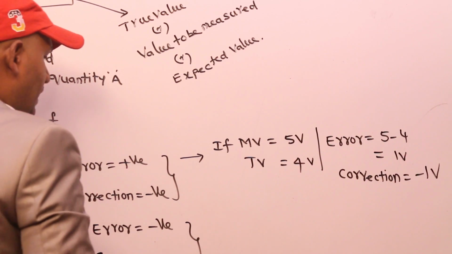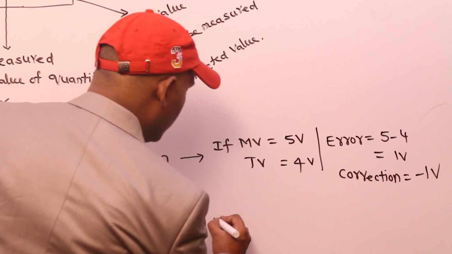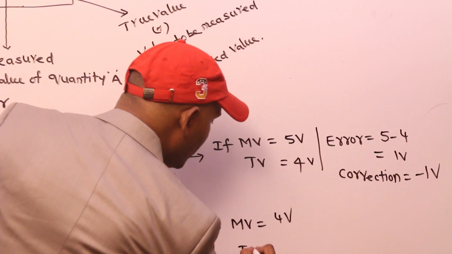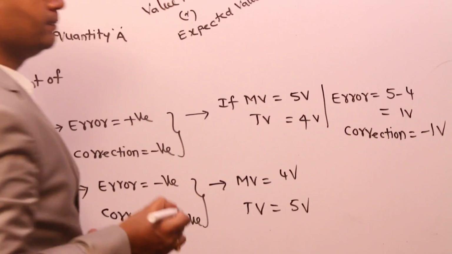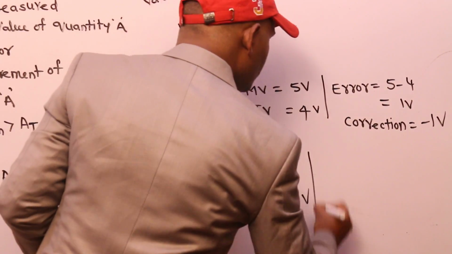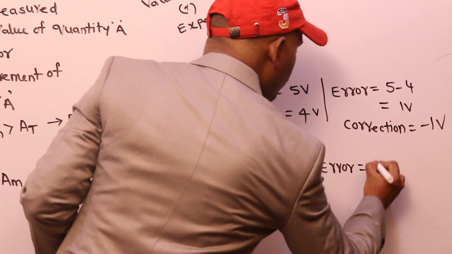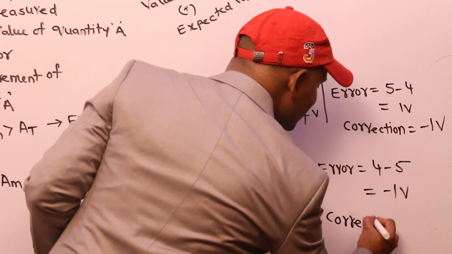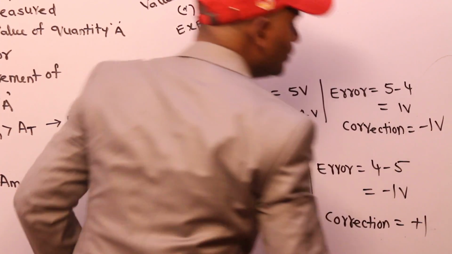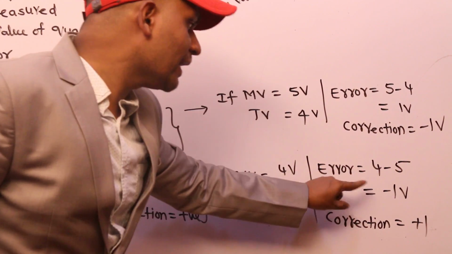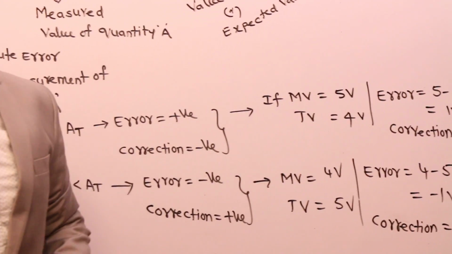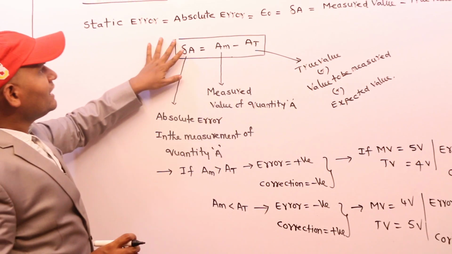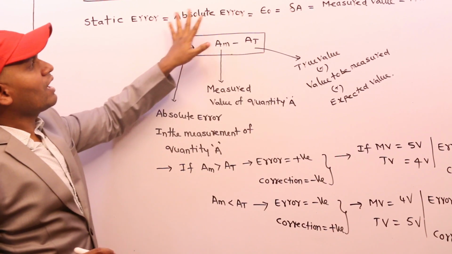See this example. Error is negative, correction should be positive. Same example. Let us assume that measured value equal to 4 volts, true value equal to 5 volts. Then what is the error? Error equal to 4 minus 5, minus 1 volt. Then what is the correction to make the error 0? Plus 1 volt. That's why if the error is negative, correction should be positive. Then only we can make the error 0. Okay. This is the fundamental definition of static error or absolute error.